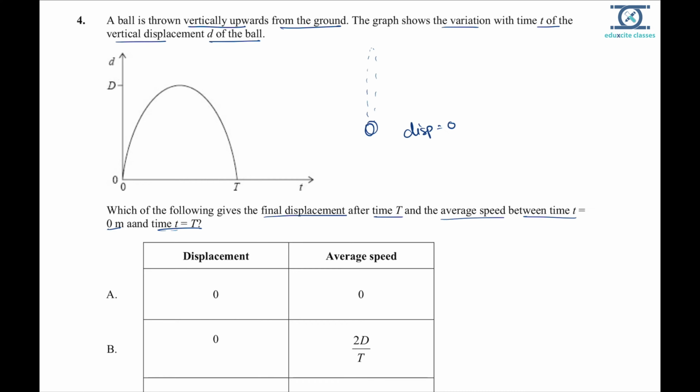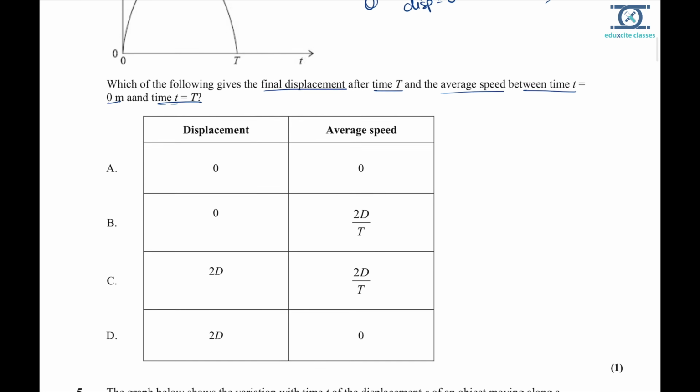But if we talk about the speed, so speed is what? The distance, average distance upon time taken. So average distance is what? It reaches to a maximum height of capital D. So the average distance is twice of D, because once it is moving upward, once it is moving downward. So 2D upon time, T is the average speed. So looking at the option B is the right answer.